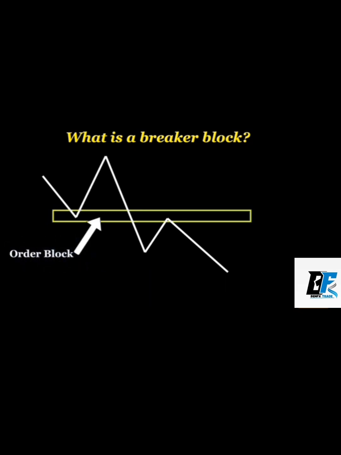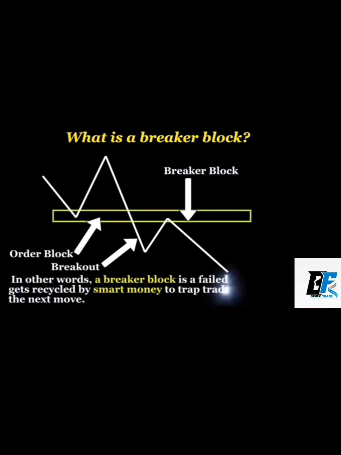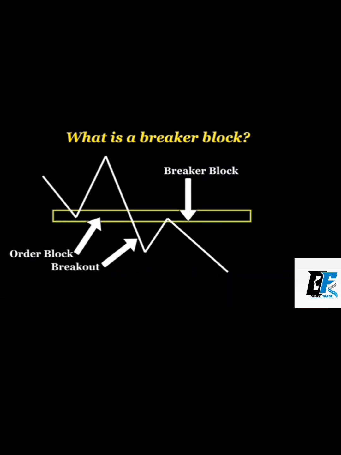Here's the idea. An order block is a zone where smart money previously entered the market, typically causing a strong move. But when price comes back and doesn't respect that level, meaning it breaks through it instead of reversing, that zone becomes a breaker block. In other words, a breaker block is a failed order block that gets recycled by smart money to trap traders and fuel the next move.